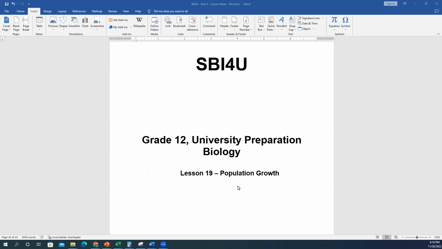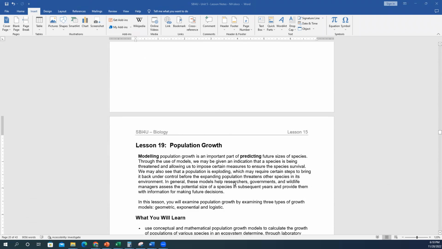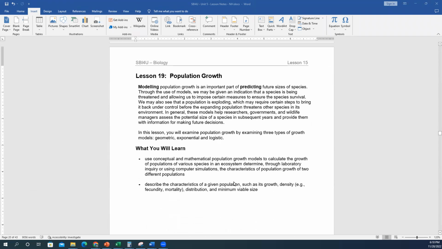All right, so this is our second last lesson here today. We are continuing our unit on population dynamics by focusing on population growth. As we've discussed previously, it's important to be able to predict the future size of various populations of various species. And the best way to do this is by modeling their population growth.